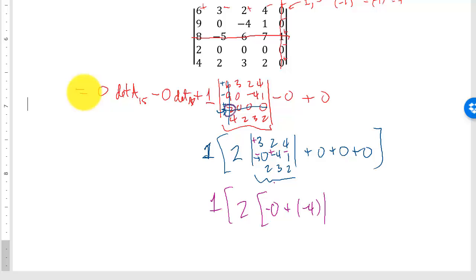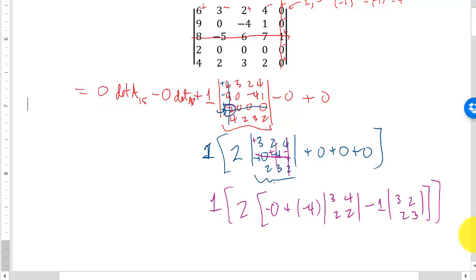And now the submatrix, if I cross this out, is going to be a 3, 4, 2, 2. And then I have a minus 1. And the submatrix that I get, if I cross that out, is a 3, 2, 2, 3. Okay, so now we should know the determinant of a 2 by 2 matrix.